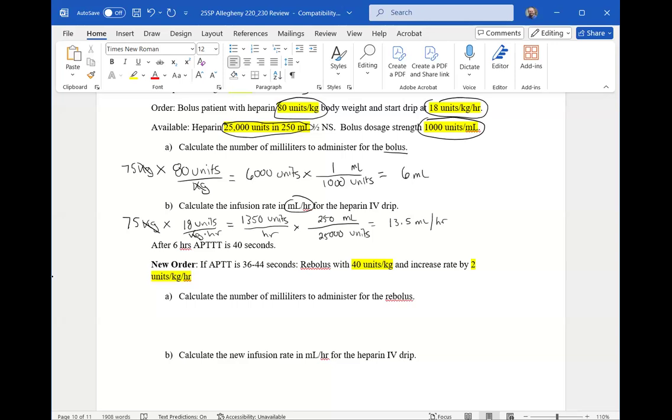But I'll just work through it just so you can see. I'm going to take 75 kilograms times 40 units per kilogram. And that's going to give me 3,000 units. And then I'm going to convert units to milliliters. So 1 milliliter, 1,000 units. And then I'm going to get 3 milliliters.